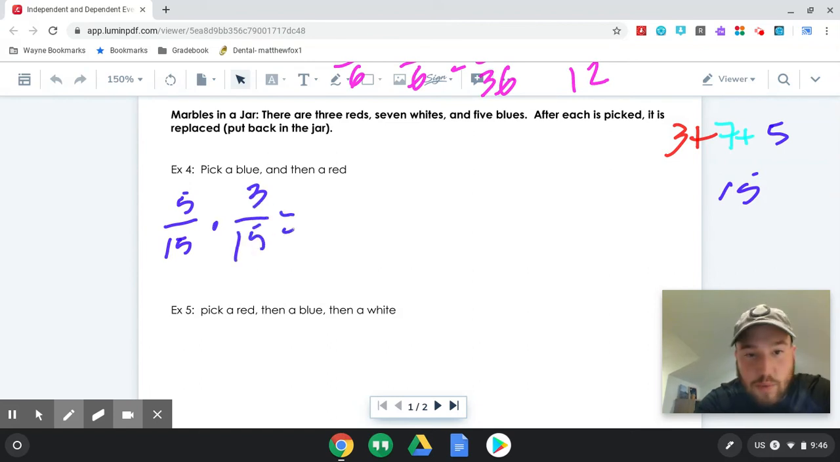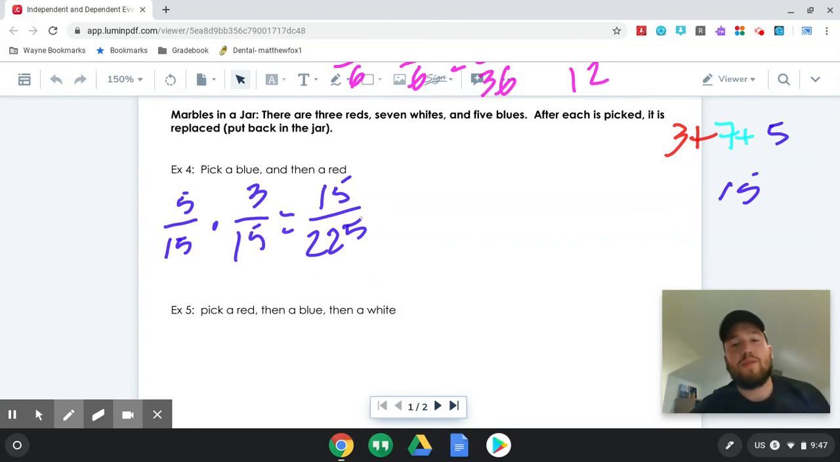Now, at this point, you have a couple options. You can either reduce now and then multiply across, or we can multiply and reduce later. I don't care what you do. 5 times 3 will give us 15 on top. I'll reduce later. 15 times 15 gives us 225. Now, if we have 15 on top, we know 15 goes into that, because that 225 was 15 times 15. So we can reduce, and we're going to be left with 1 over 15. That are my chances of pulling a blue one and then a red one.